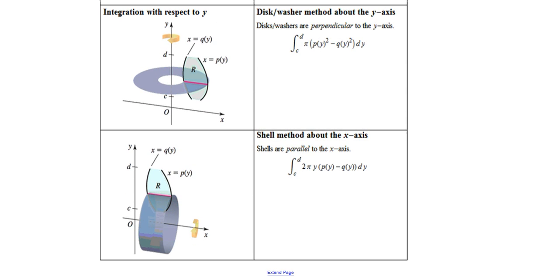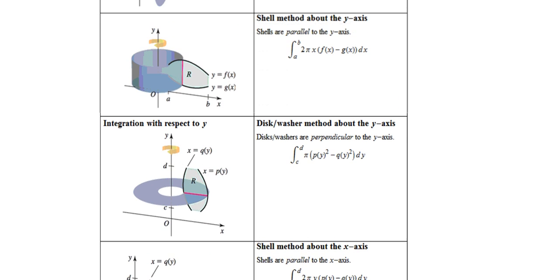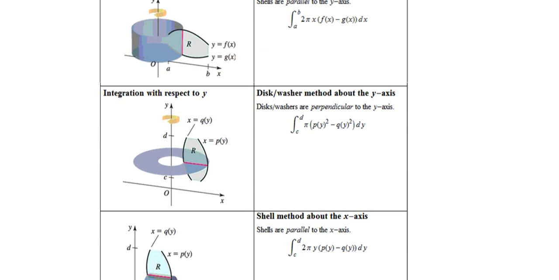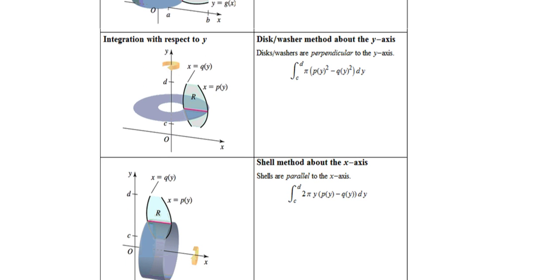So we have then integration with respect to y. And we have here the disc and washer method about the y-axis, and then we have the shell method about the x-axis. So the shells are parallel to the x-axis in terms of y. So that is a nice summary to have. You can print this page out at least and have that with you while you do your homework.